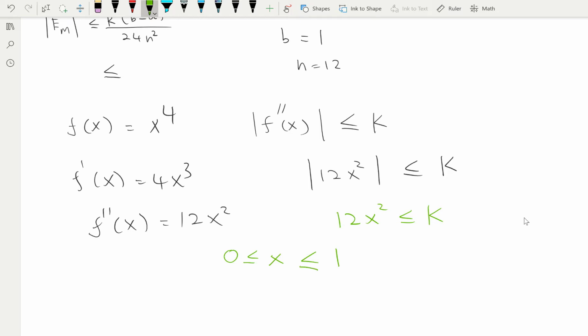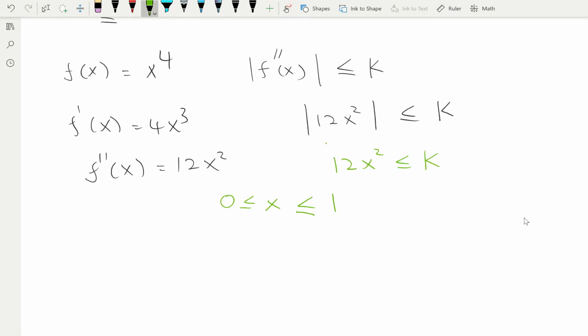Okay, so between x values 0 and 1, what's the maximum, the largest value of 12x squared? Now, since 12x squared is an increasing function, that means when you substitute larger and larger x values for x, the 12x squared value is going to keep on increasing. So when x is equal to 0, 12x squared is 0.